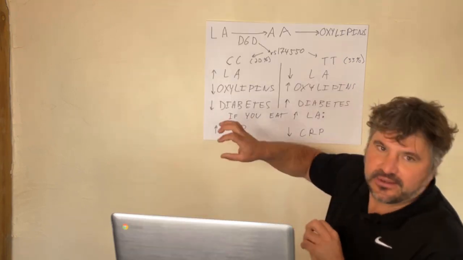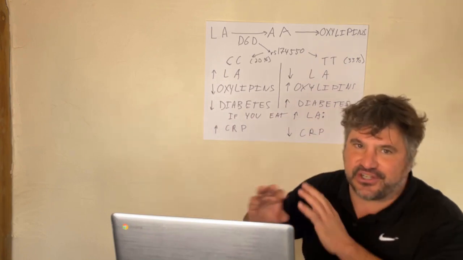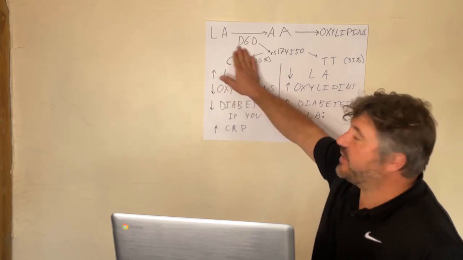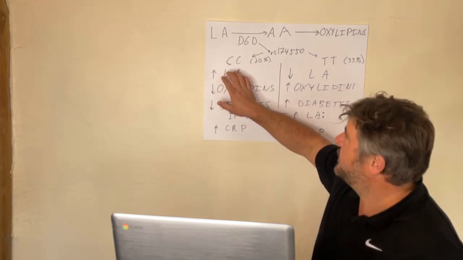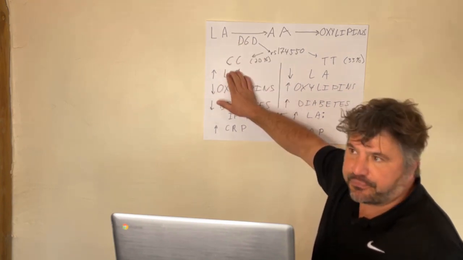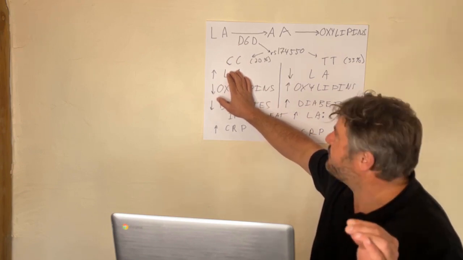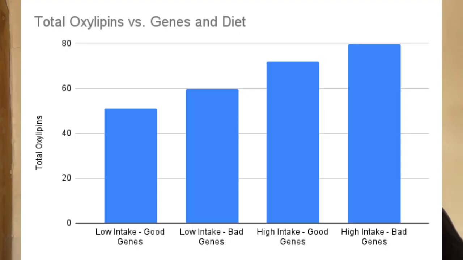Now, the study gets even better. It just keeps on giving. So like I was saying, if you take the people with the good genes, with low D6D activity, on their baseline diet, which is very low in linoleic acid, only about 10 grams a day, they have low levels of oxylipins. If you look at the people with the TT genetics, on their baseline diet, also only 10 grams of linoleic acid a day, they have much higher levels of oxylipins.